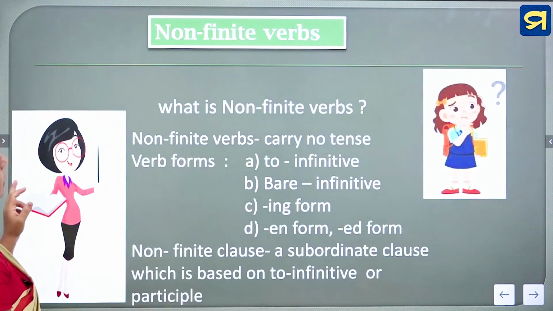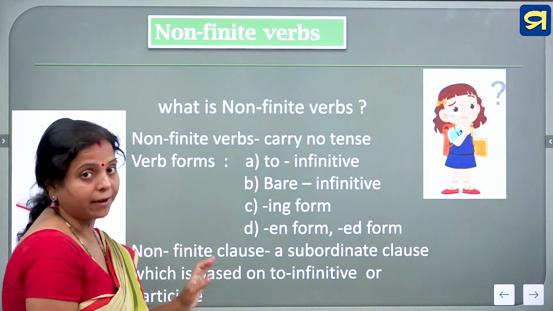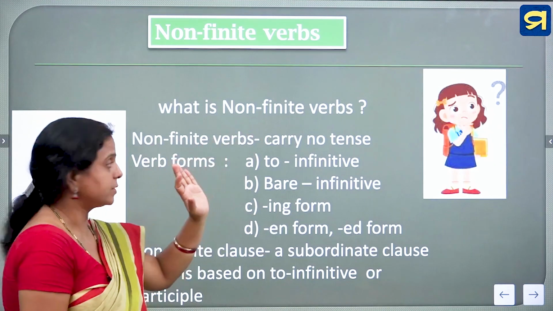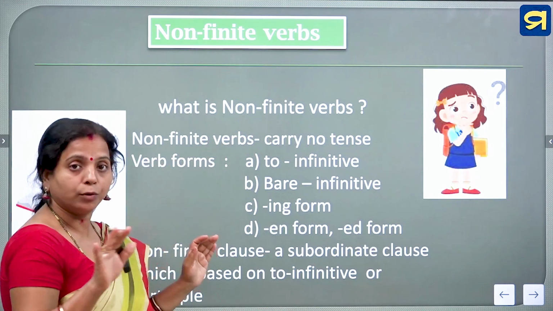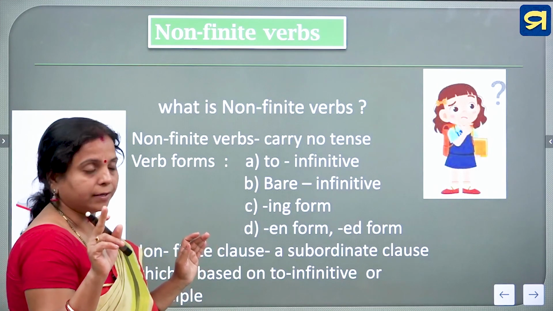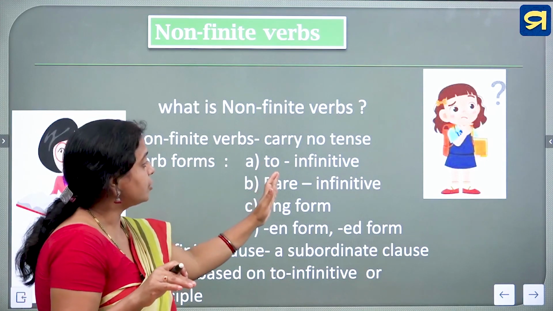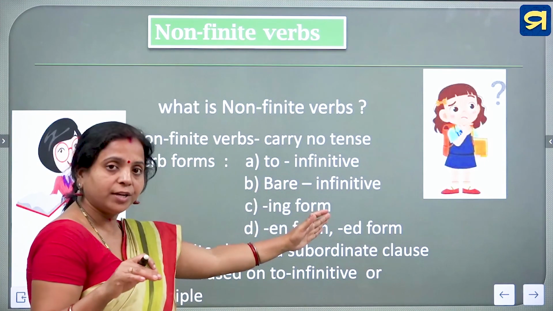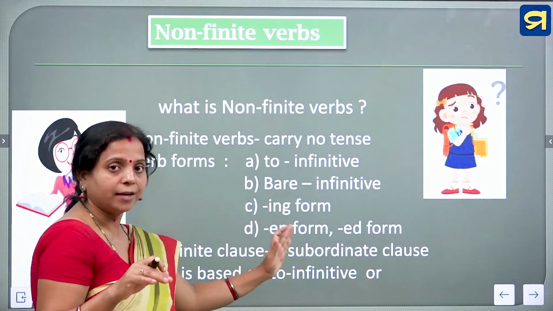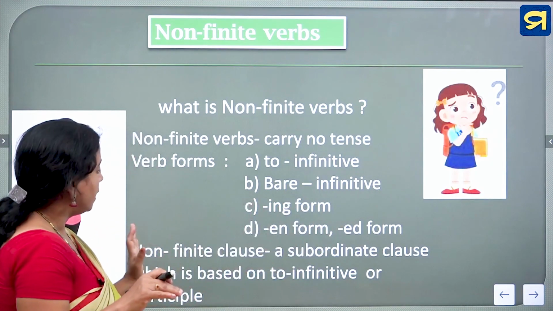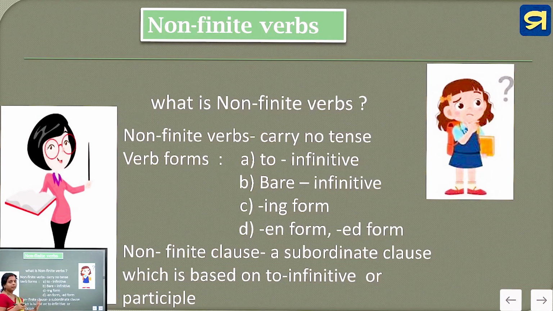Children, next discuss the non-finite verbs. What are non-finite verbs? Non-finite verbs carry no tense in the sentence. Remember it. It is easy to remember. So what are the verb forms of the non-finite verb? First one is to infinitive, bare infinitive, ing form, and en form or ed form. Then comes the non-finite clause. So how could you find a non-finite clause in the sentence? A subordinate clause which is based on to infinitive or participle.